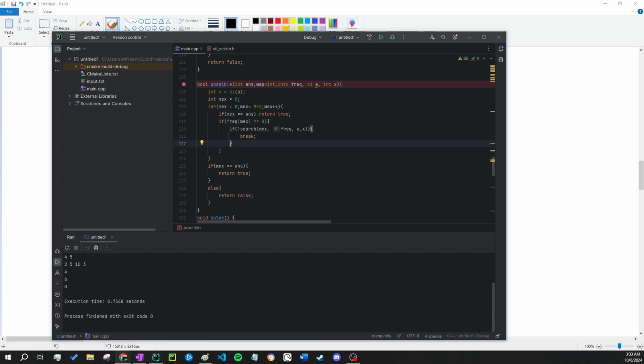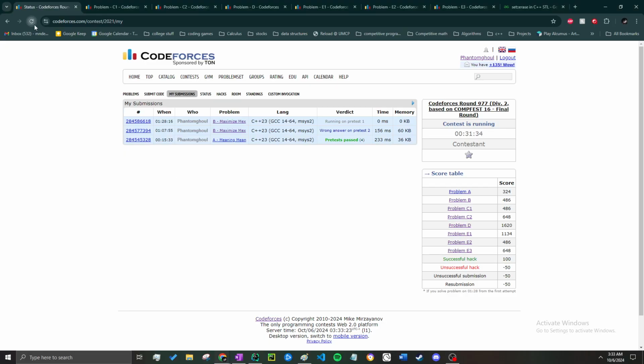All right, let's see. Am I going to pass it? Yes or no? Oh, I should show you guys here. Wrong on pretest 2. No. I think my algorithm is correct, but again, the test case is showing me it's wrong.